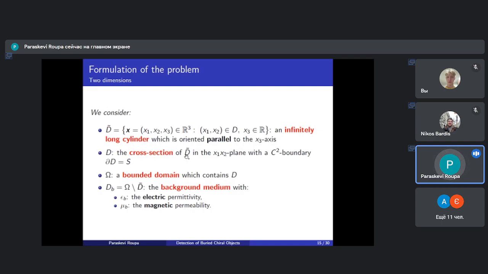D is the cross-section of D tilde in the x1, x2 plane with a C2 boundary, and omega is a bounded domain which contains D. D_B is the background medium with electric permittivity epsilon_B and magnetic permeability mu_B.